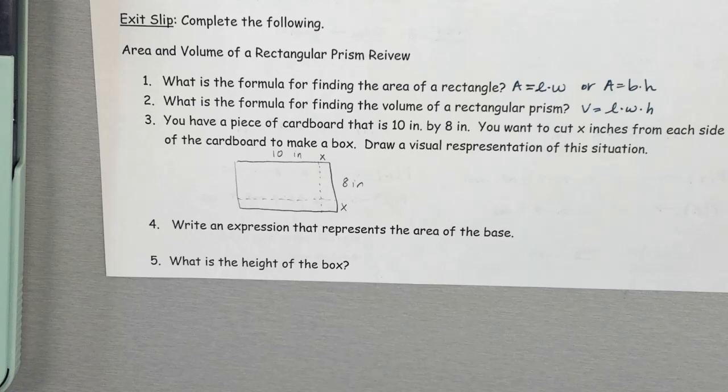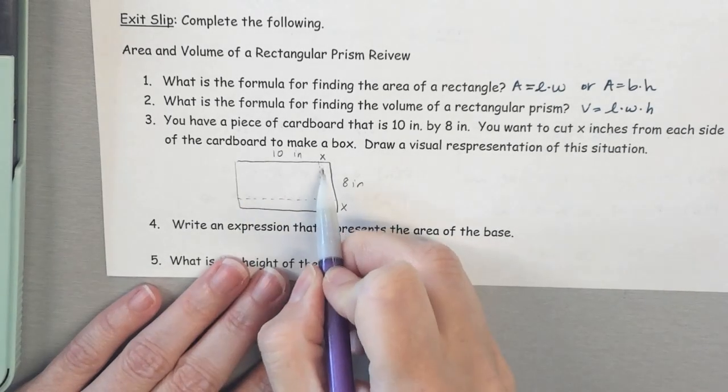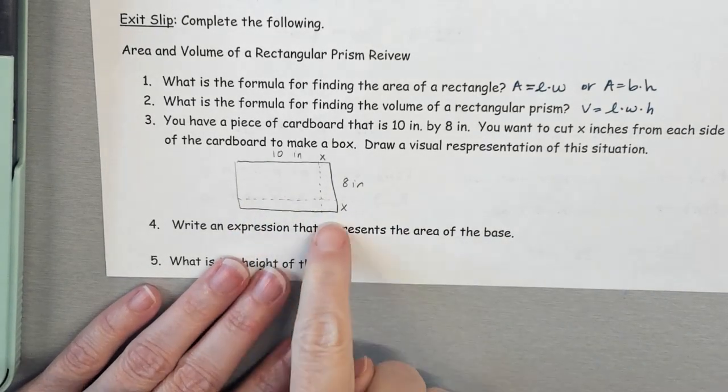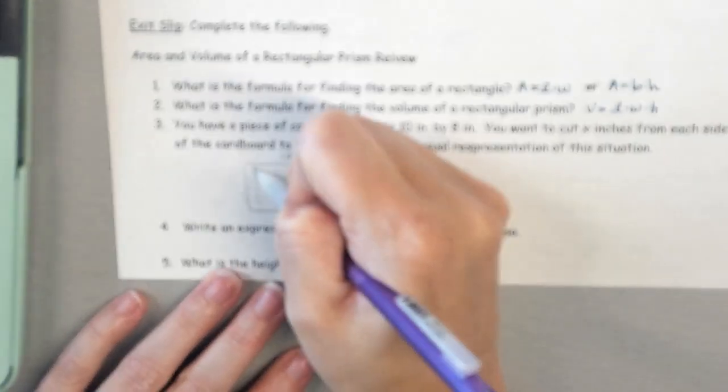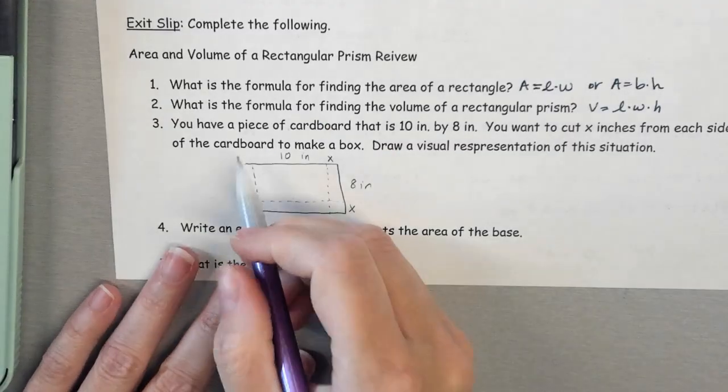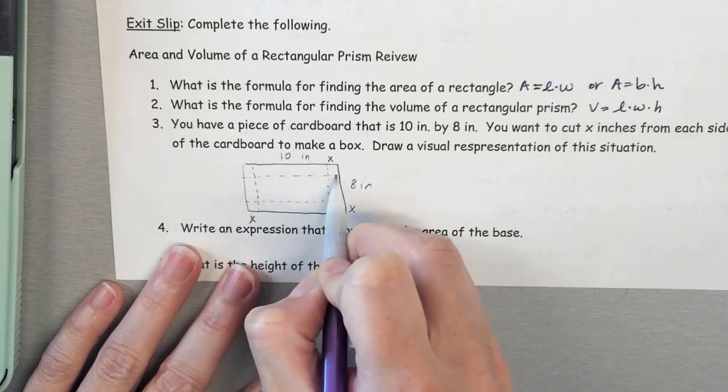And then do you guys think you can do the other two? Yes, you can. So we cut X inches from this side, X inches from this side. So if this is cut off, now I have to cut off X inches from the other side. And then I have to cut off X inches here.